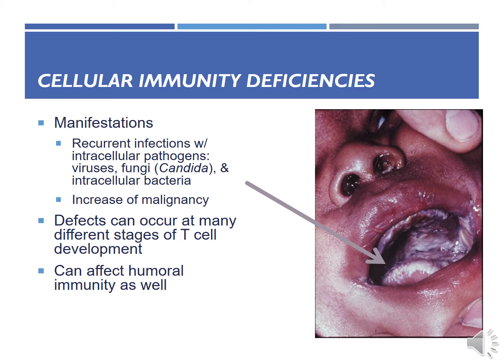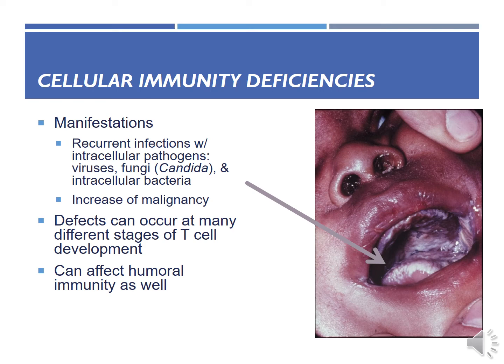We looked at the B-cell deficiencies, or humoral deficiencies. Now let's turn our sights to the cellular immunity aspect of these deficiencies, or T-cell deficiencies. We see a lot of recurrent infections, obviously, with any type of immunodeficiency. We will see recurrent infections with intracellular pathogens, including fungi and viruses. Candida is a very big cause of these infections with T-cell deficiencies, and we'll also see an increase in malignancy as well.